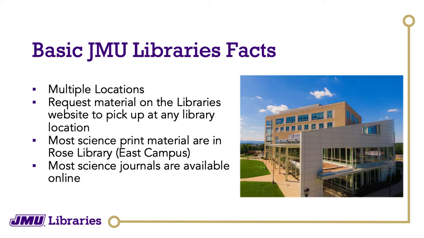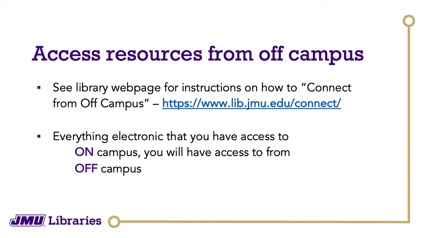Materials that you want to check out can be requested from any library and then delivered to the library that is the most convenient location to you. And when it comes to journal articles, most of those are found online through our paid or free databases. Many of the resources you might use to find journal articles are through paid subscriptions. You will need to make sure you are connected to JMU Access if you want to use them off campus. Everything electronic that you have access to on campus, you will have access to from off campus. If you have issues, please reach out to the libraries and we're happy to help.